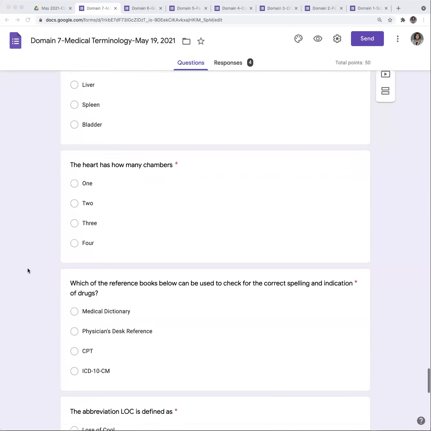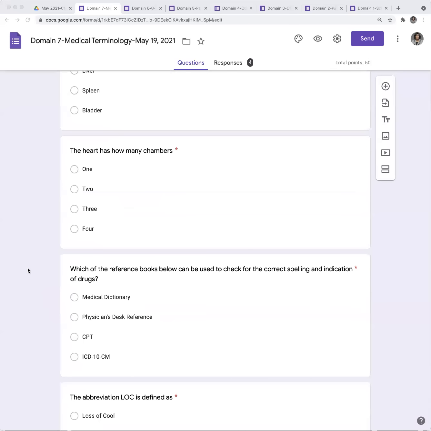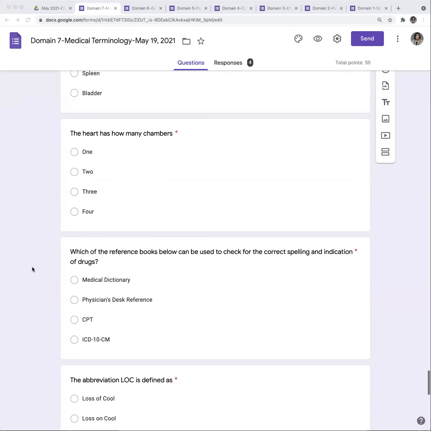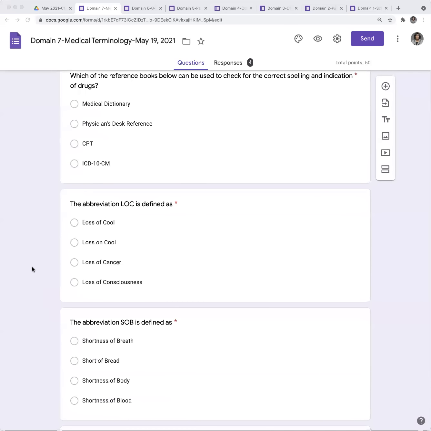The heart has how many chambers? 4. What's a reference that can be used to check for correct spelling of drugs? The Physician's Desk Reference. Yep, also known as the PDR.